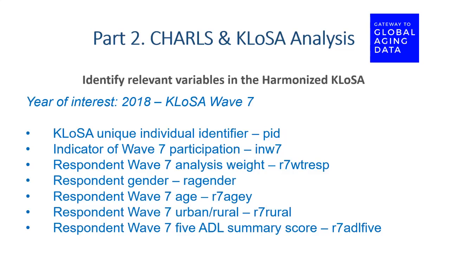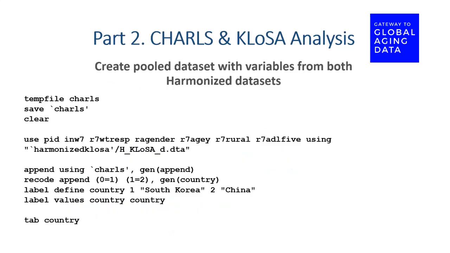And we're going to identify the same variables. You can see the naming convention is exactly the same, except that most of these wave-specific variables have a 7 in them instead of a 4. And then we're going to create a pooled data set. To do that, firstly, we're just going to save the CHARLS data we've been working with, and we're going to load the harmonized KLOSA data. And then we're going to append back that CHARLS data. Append just says, take the data that I have and put this new data below it. So it doesn't assume the observations are matching in any way. It's not a merge. It just puts them below it.